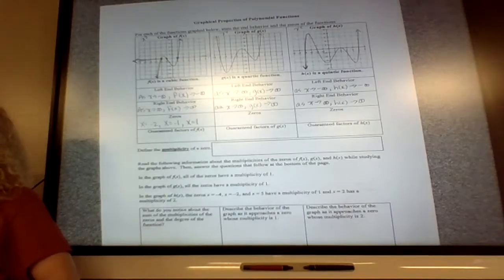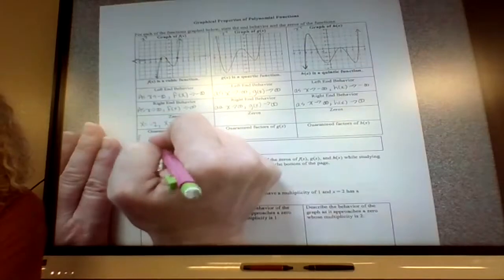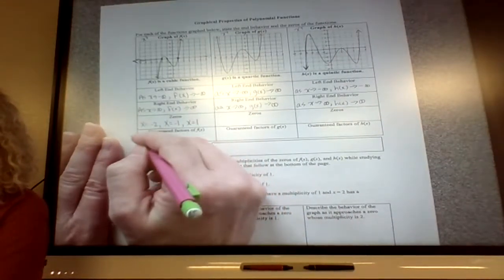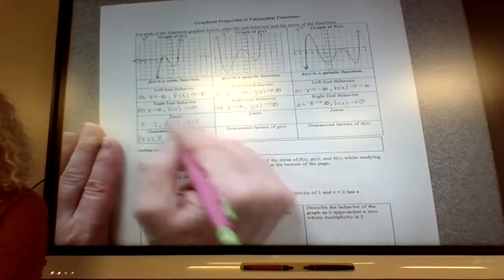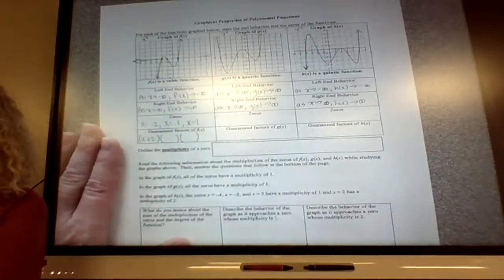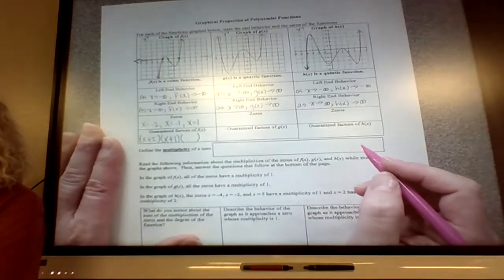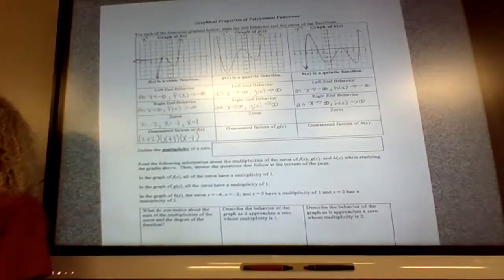If those are the zeros, what are the guaranteed factors? Like x equals negative 2 would turn into what as a factor? X plus 2. Yep. And x equals negative 1 would be x plus 1. Yes. And then x minus 1. Yes.